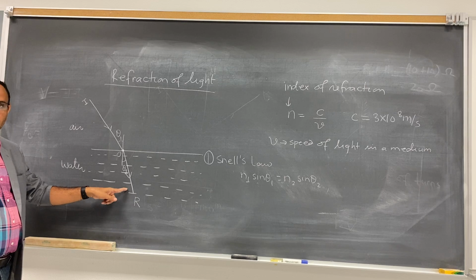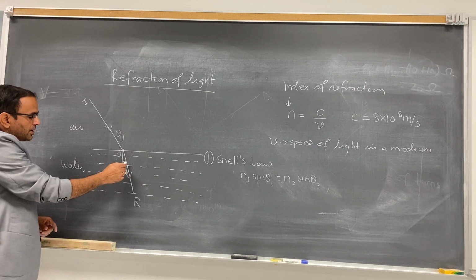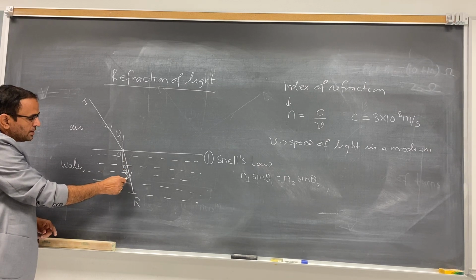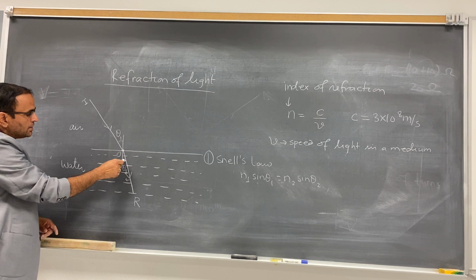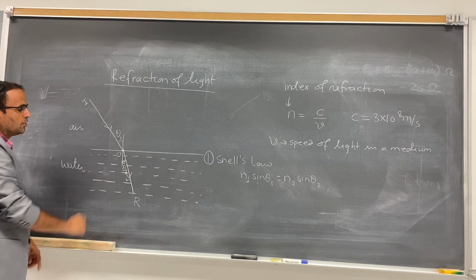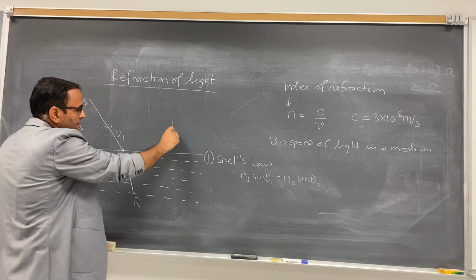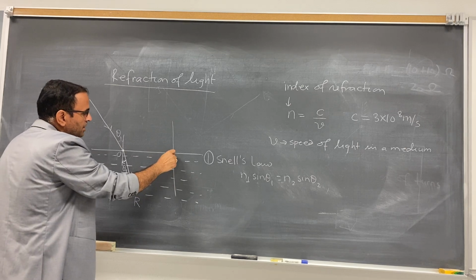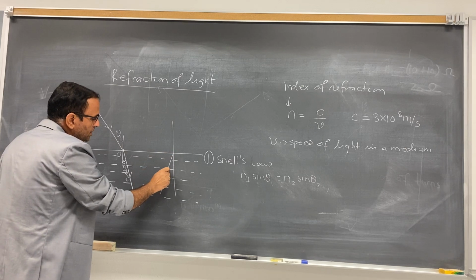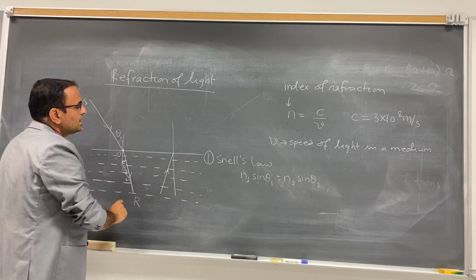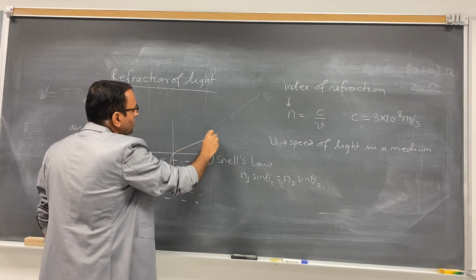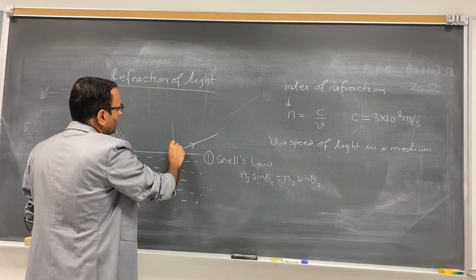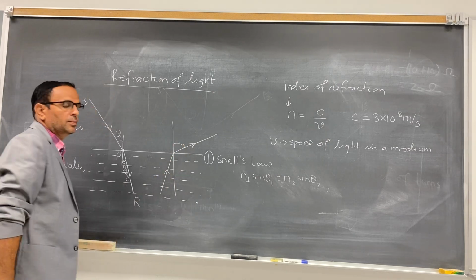The second law is, if the ray of light travels from air to water, we call optically thin medium to optically thick medium, this refracted ray bends toward the normal like this. It comes closer to the normal. But if the ray of light is traveling from, let's say, water to air, then in this case the ray of light travels away from the normal.